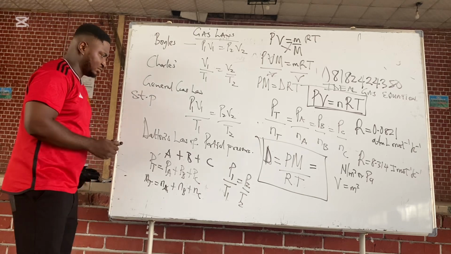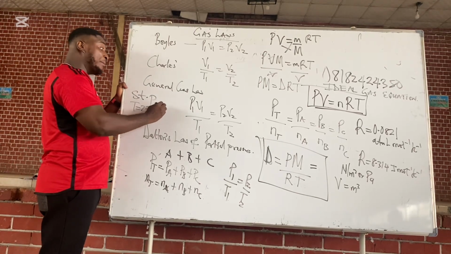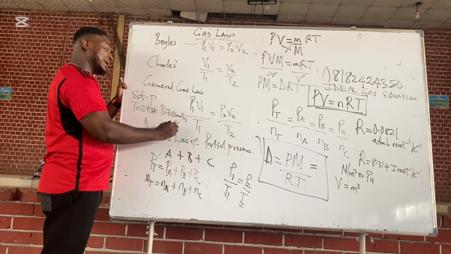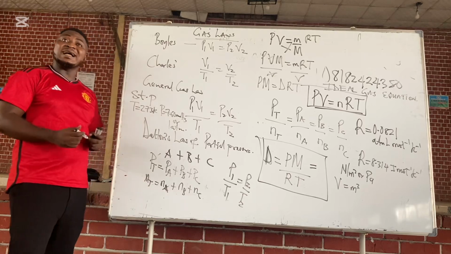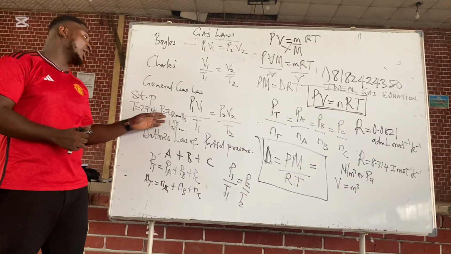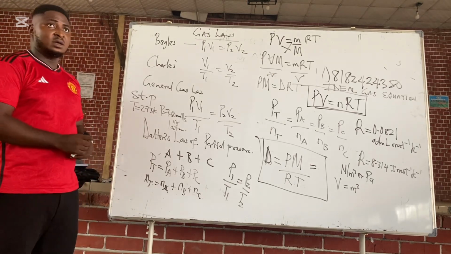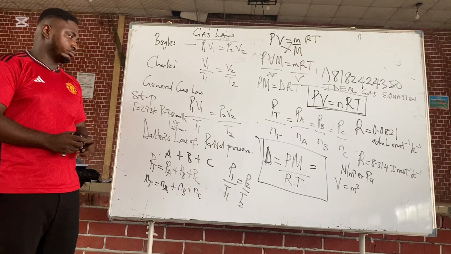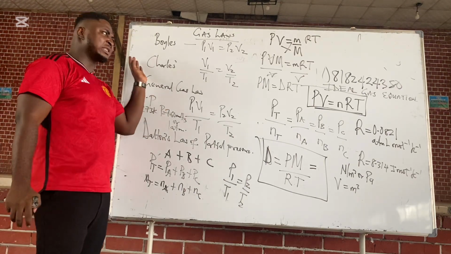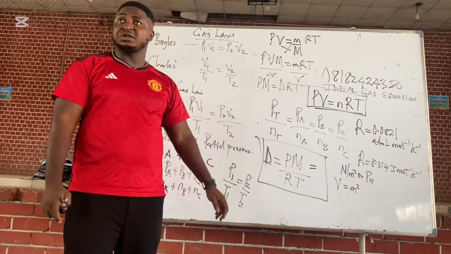STP means the temperature is 273 Kelvin and the pressure is 760 millimeters of mercury, or 1 atm. At standard temperature and pressure, the temperature is 273 Kelvin and the pressure is 760 millimeters or 1 atm. Class, practice a lot of questions on gas laws. Most of the things that will come out in gas laws are already on this board.